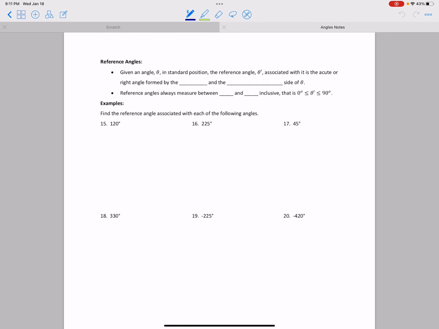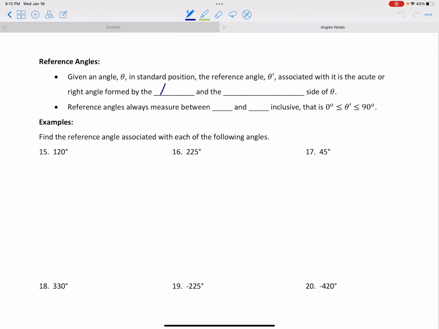All right, one last concept before we call it an evening here. Well, might be the morning for you. The last thing we're going to talk about is what we call a reference angle. If we're given an angle, we're going to call it theta. Remember, that's a good variable we use for theta in standard position. The reference angle, which we'll call theta prime, that is associated with the angle that we're given, is going to be either an acute or right angle that is formed by the x-axis and the terminal side of theta.